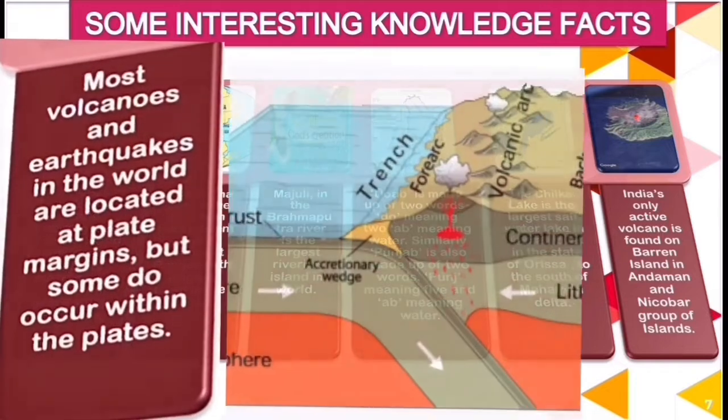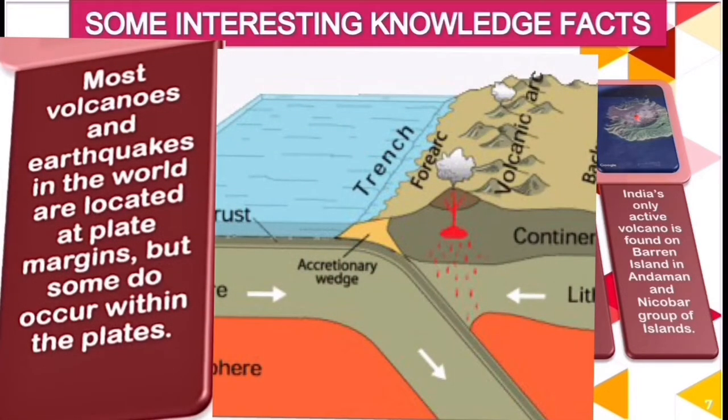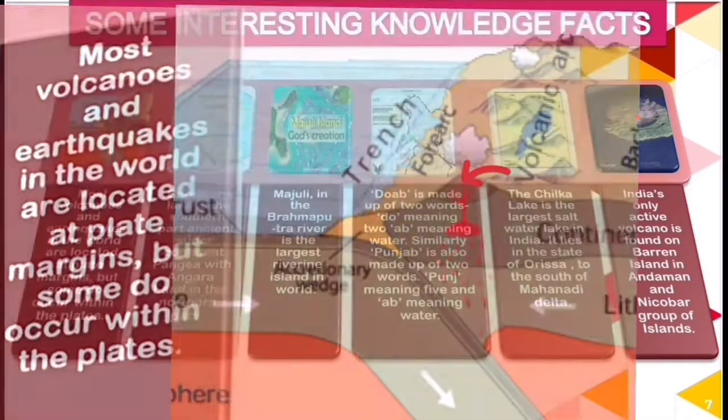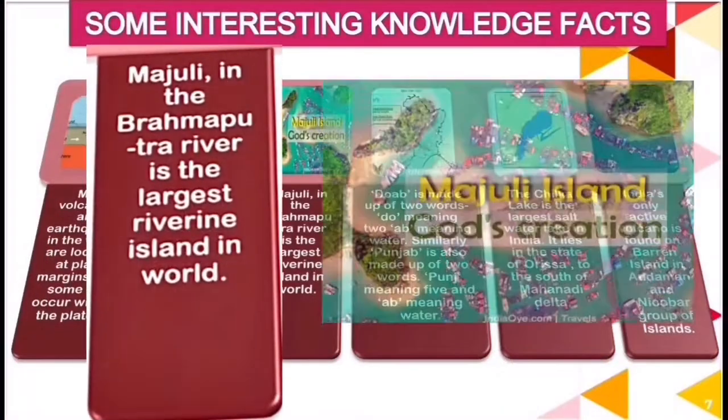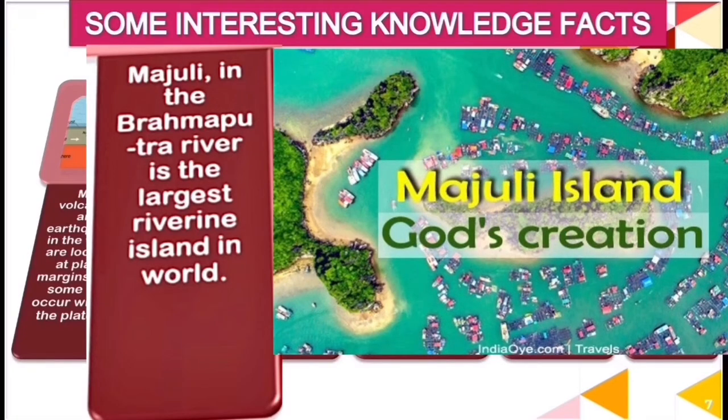First, most volcanoes and earthquakes in the world are located at a plate margin, but some occur within the plates. So as by now we know that the seismic area or the most sensitive area for any earthquake or volcanic eruption to take place is around the plate boundary. Second, Gondwana land is the southern part of the ancient supercontinent Pangaea, and the northern part is known as Angara land or Laurasia. Third, Majuli in the Brahmaputra river is the largest riverine island in the world.